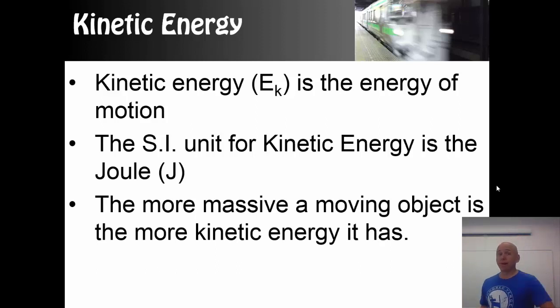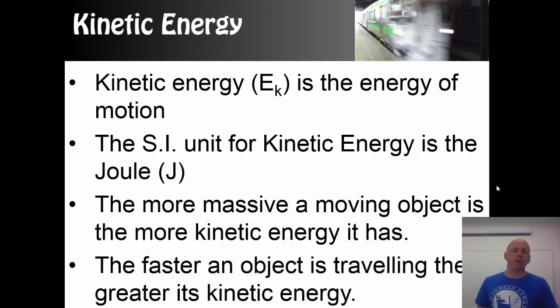So for example, a large truck barreling along the highway at 100 kilometers per hour has much more kinetic energy than a little Honda traveling down the highway at 100 kilometers per hour. And also, the faster an object is traveling, the greater its kinetic energy. So a little Honda traveling at 10 kilometers per hour has much less kinetic energy than a little Honda traveling at 100 kilometers per hour.